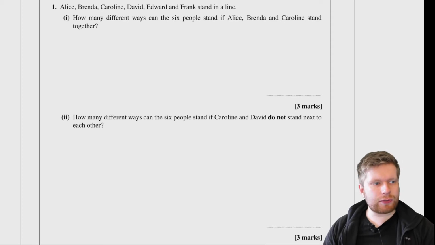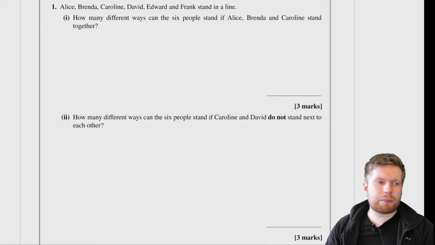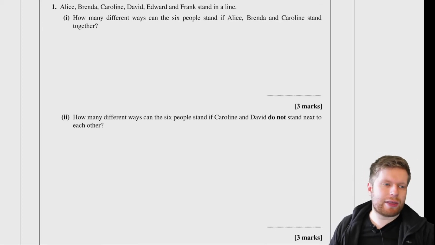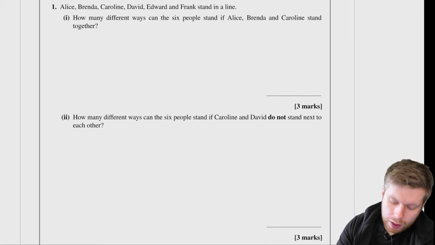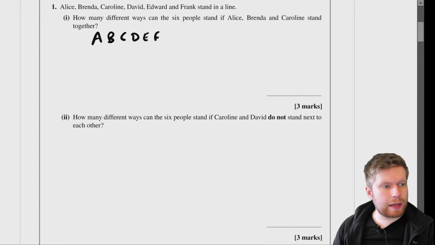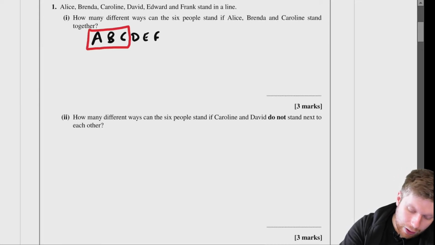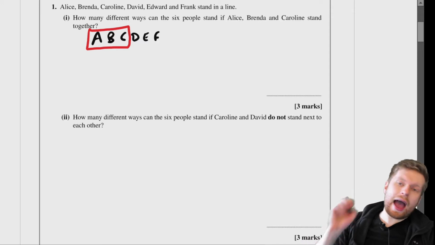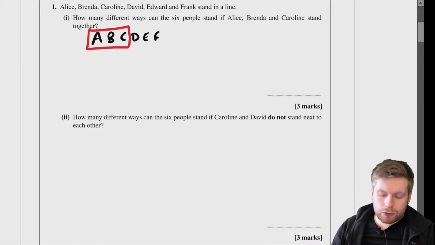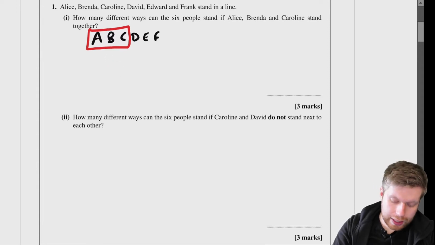And we're asked how many different ways can these 6 people stand in a line if Alice, Brenda and Caroline have to stand together. So these 3 people have to stand together. Well, just remember, let's call them A, B, C and D, E and F. These are my 6 people, and I want them to stand in a line such that Alice, Brenda and Caroline, the A, B and the C of the group, have to be together at all times. So effectively, I'm going to treat these as one object. Okay, so I'm kind of like gluing these together.